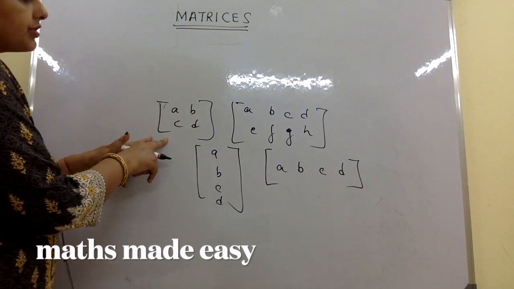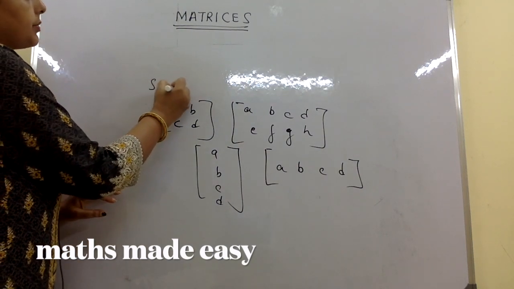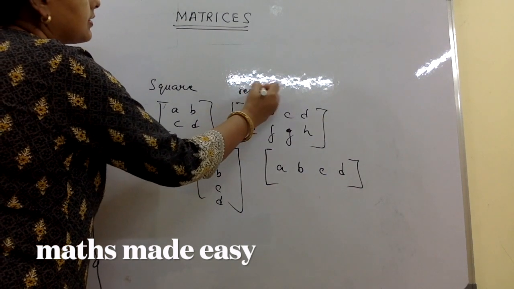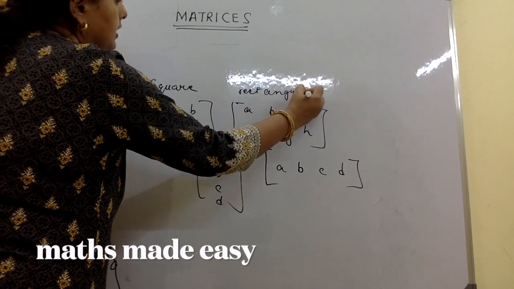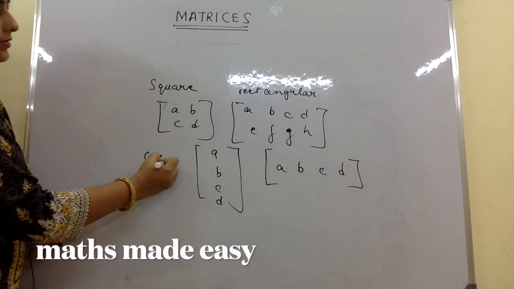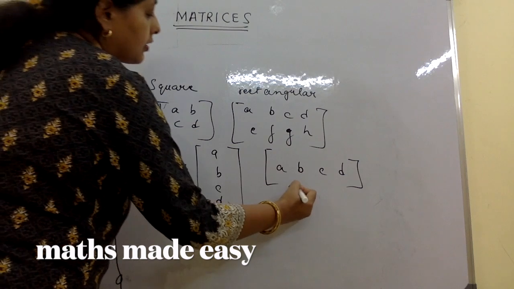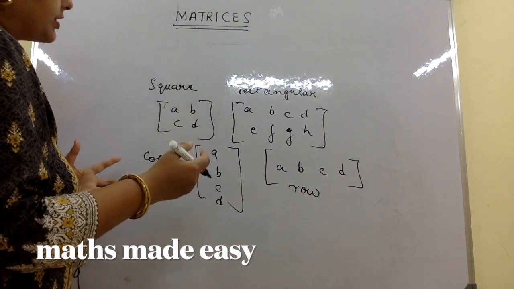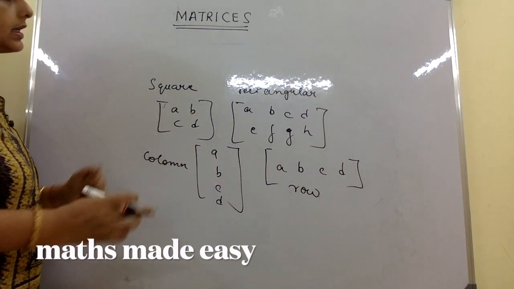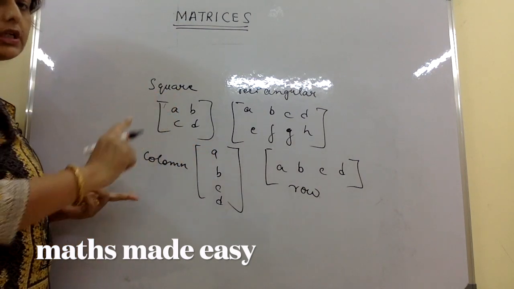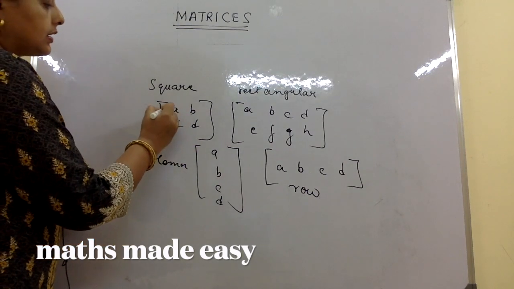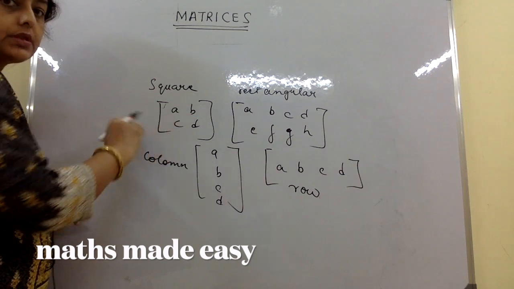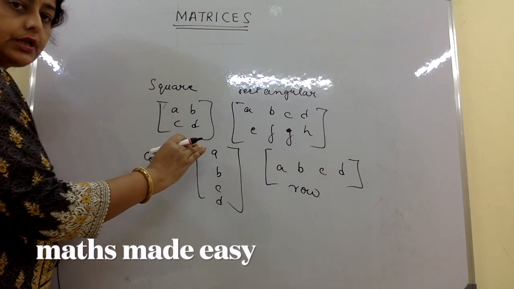Now if I talk about this one, this is a square matrix. This, as you can see, is the rectangular matrix. This is a column matrix, and this is a row matrix. What exactly makes it a column and what makes it a row: these are the rows and these are the columns. Vertically go the columns and horizontally go the rows.